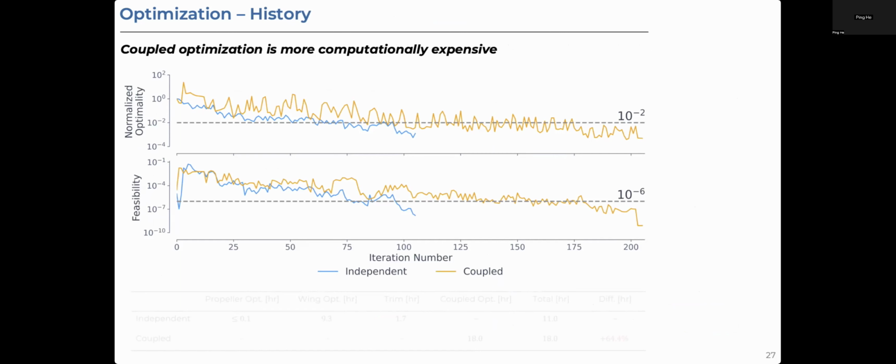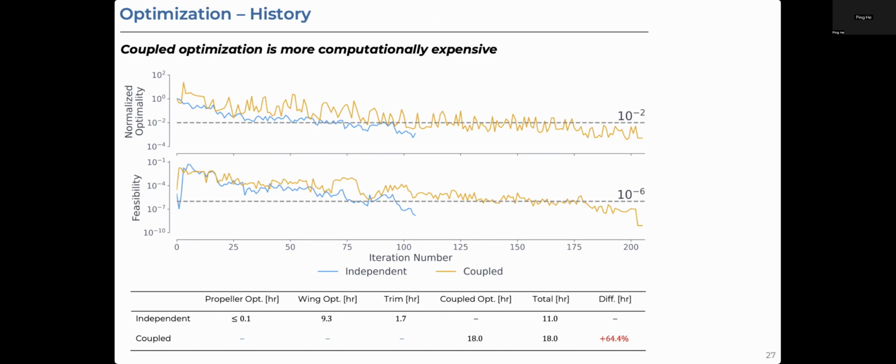I want to highlight the optimization history here and note that while of course we do see an improvement by doing coupled optimization, there is a cost to it. So the coupled optimization is computationally more expensive and takes roughly twice the number of iterations. When we look at the actual time values, we see that the propeller optimization is quite quick. The wing optimization alone is about 10 hours. The trim is about 2 hours, which gives us a total of about 10 hours. For the fully coupled optimization, we run simply one optimization that is 18 hours long, and that's almost a 65% increase in time, but it does yield a better result.